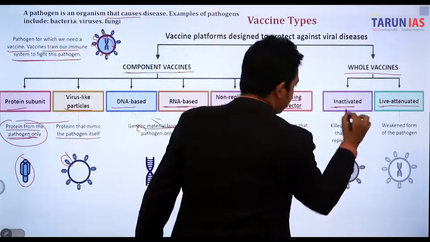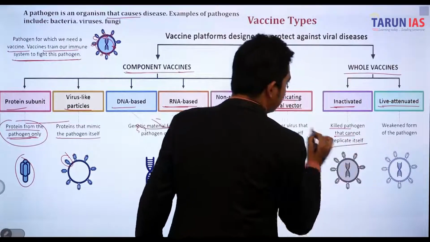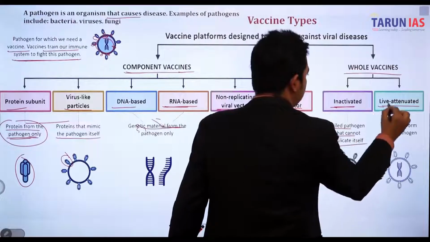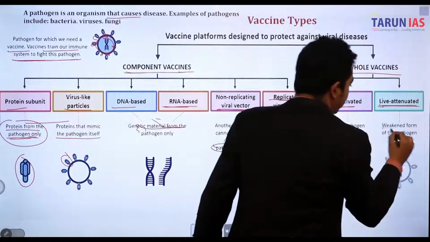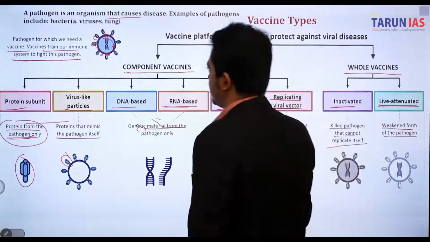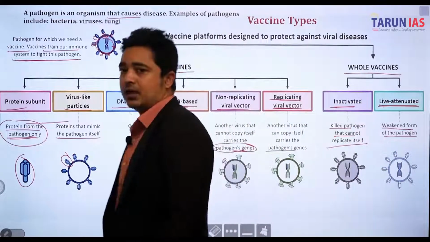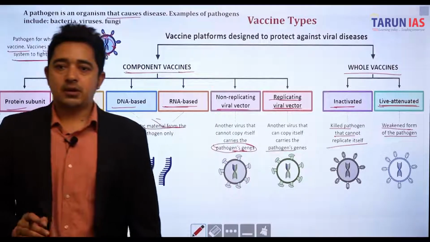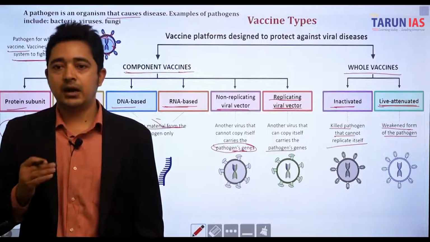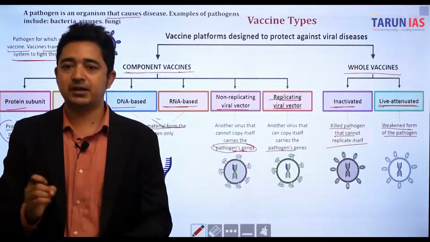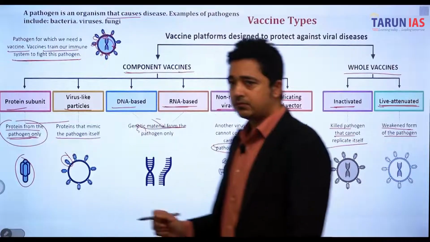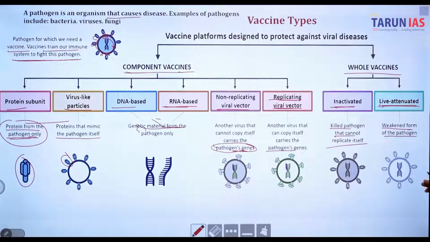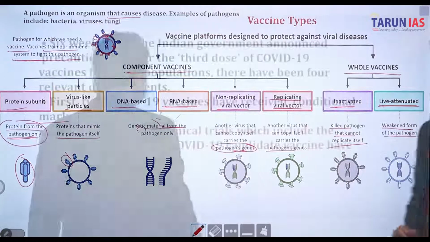And this one is inactivated, meaning killed pathogens that cannot replicate themselves. So the whole vaccine has two types: inactivated or live attenuated, which is weakened from the pathogen. So what exactly is a pathogen? A pathogen is an organism that causes disease. A pathogen is responsible for spreading the disease. So here we are aware of what kinds of vaccine types there are: the component vaccine and the whole vaccine. That is an explanation of how many types of vaccine there are and how the disease spreads.